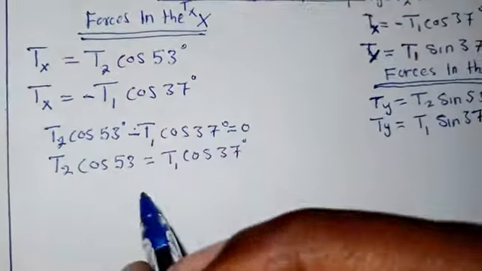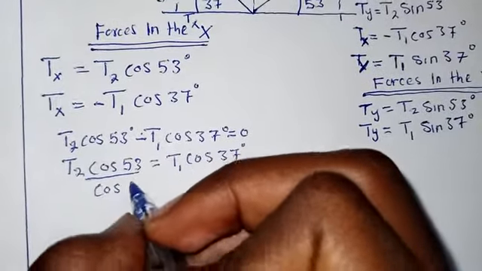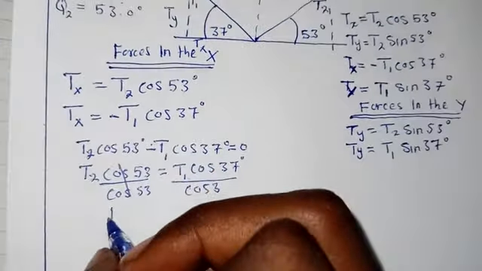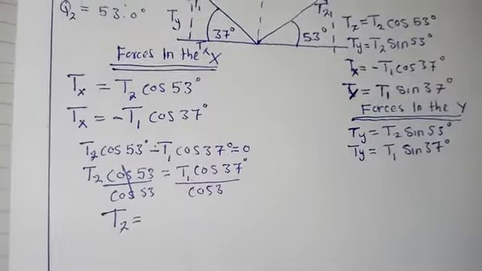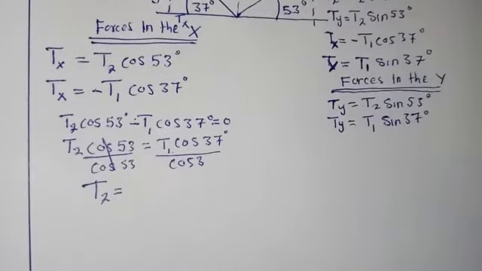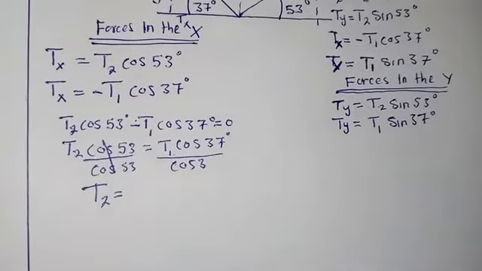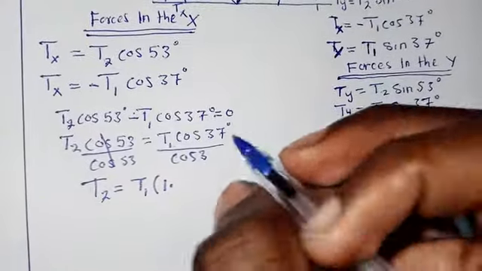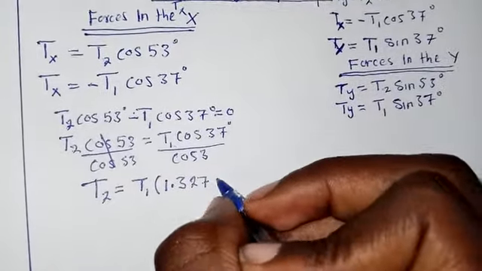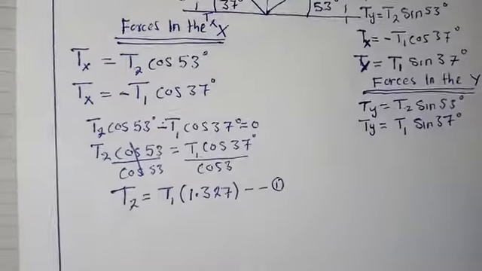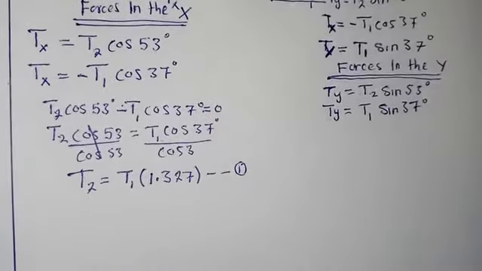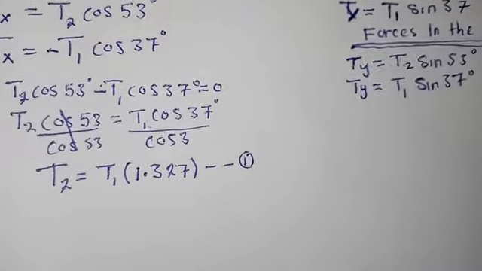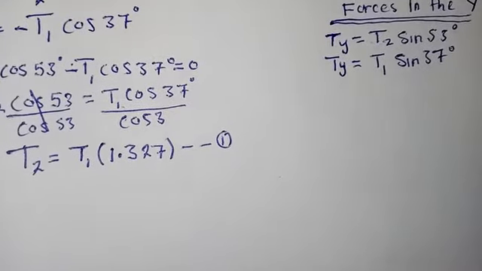Now, here we can make T2 the subject by cancelling cosine 53 degrees on both sides. So T2 is going to equal T1 times 1.327. Let's name this equation 1. We can name this as equation 1. So we've done the needful. Wow, very interesting. Let's do the second one.